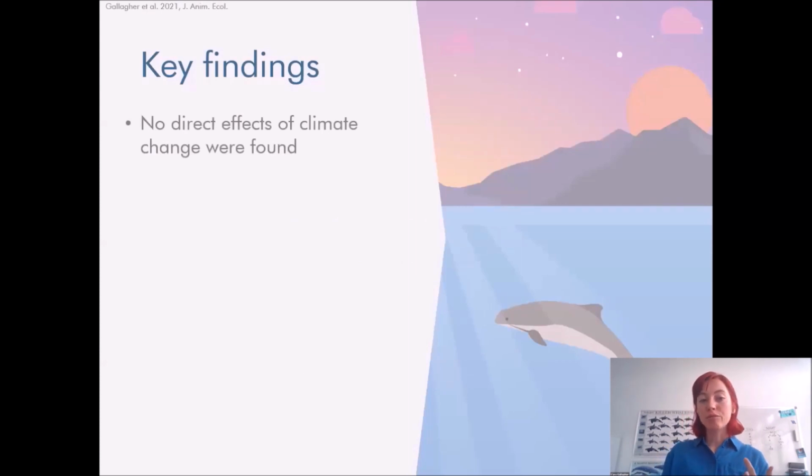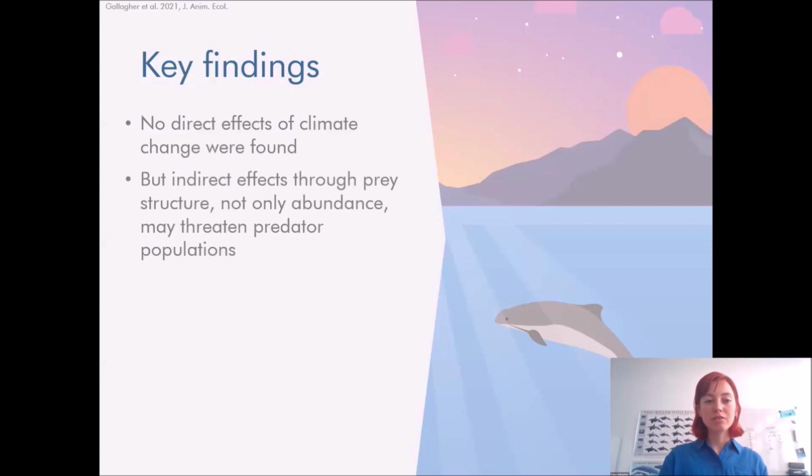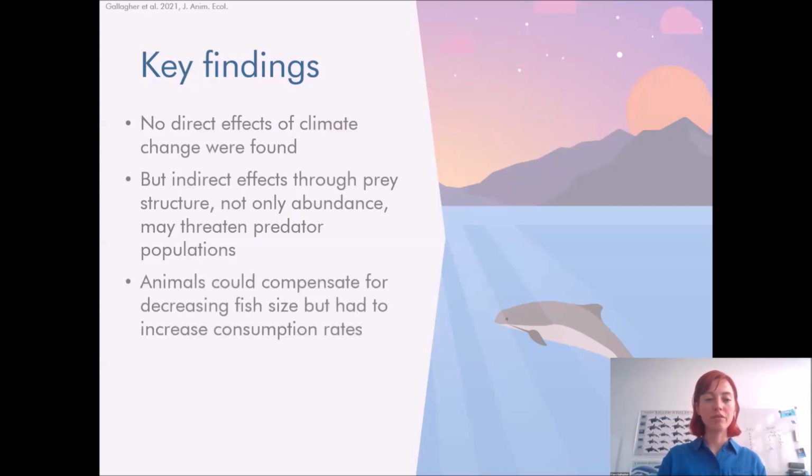All right. So overall, we found no direct effects of climate change, direct in terms of energy use. Just changes in temperature and salinity didn't influence the overall energetics too much of this species for the levels tested. But indirect effects that could occur with these changes in prey structure did have large impacts on the predator populations.